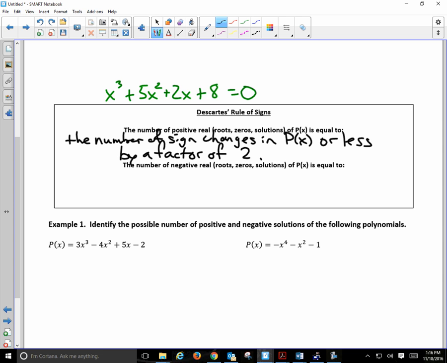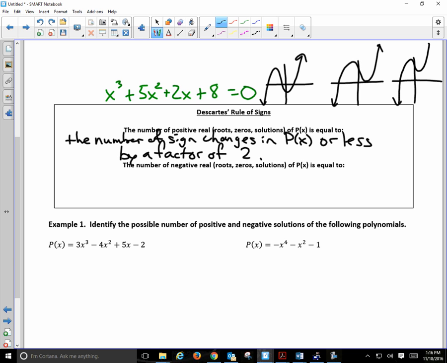So what does that mean? I'm going to graph a cubic. A cubic could look like this. It could also look like this. And it could also look like this. So consider these three situations.